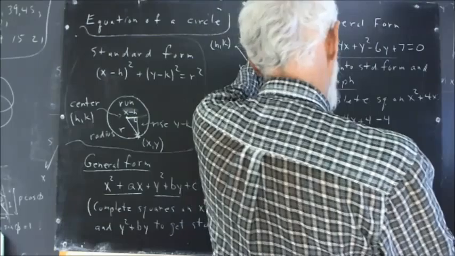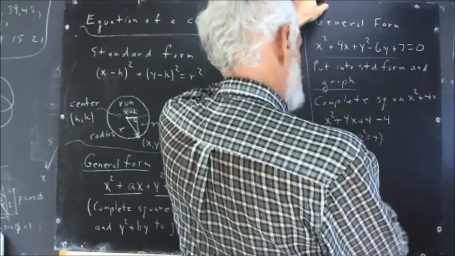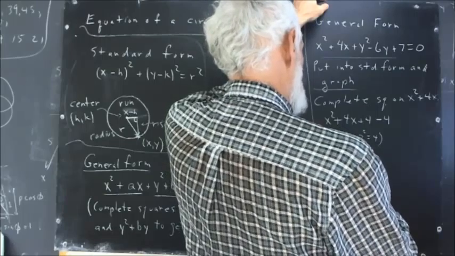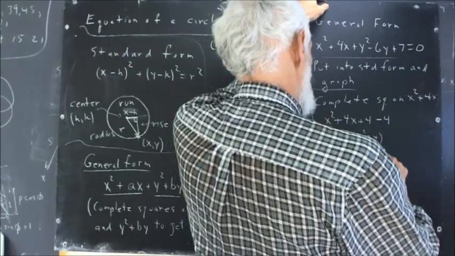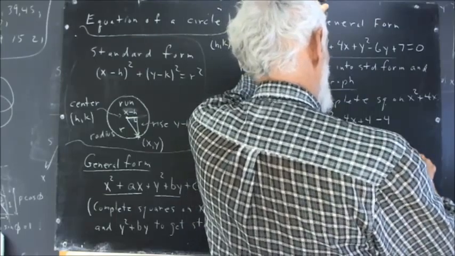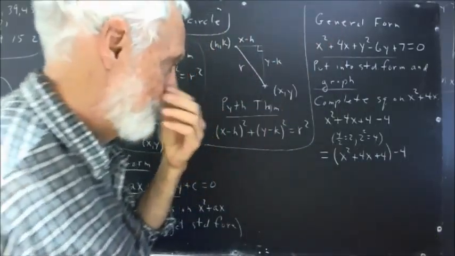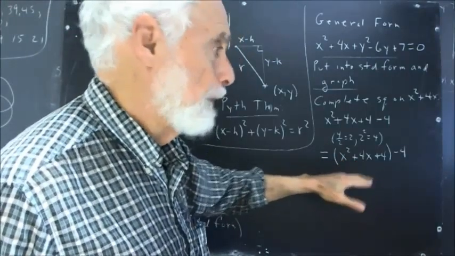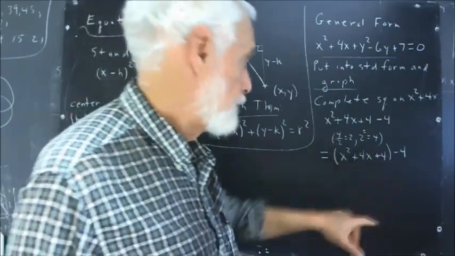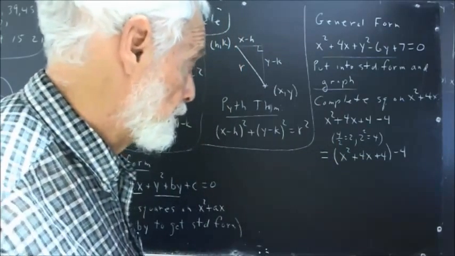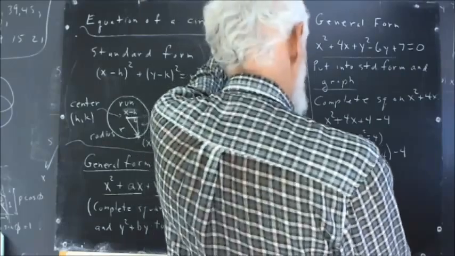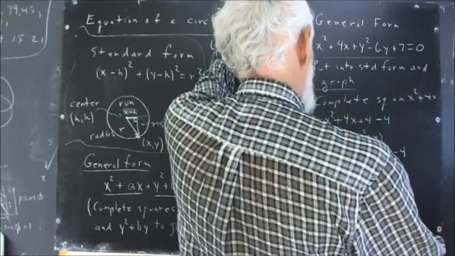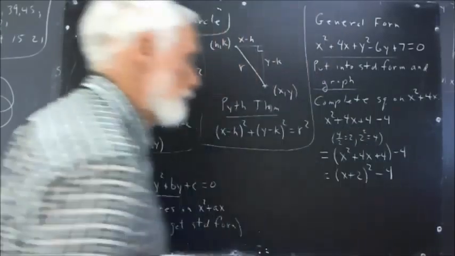Now the reason we put it in this form, I can group that as x squared plus 4x plus 4, minus 4. And then x squared plus 4x plus 4 is easily seen to be a perfect square if you know how to factor and if you know how to recognize perfect squares. This is x plus 2 quantity squared minus 4.